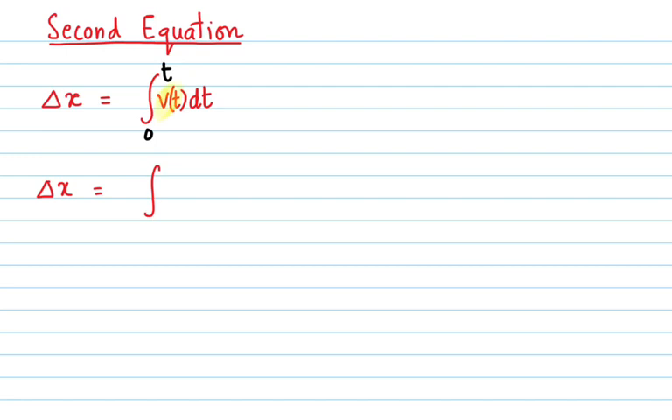Now this vt can be replaced using the first kinematic equation. So first kinematic equation was vf equal vi plus at, where vf is the velocity at some given point of time, so vt. We can replace that vt into our equation as vi plus at, and then we can integrate.